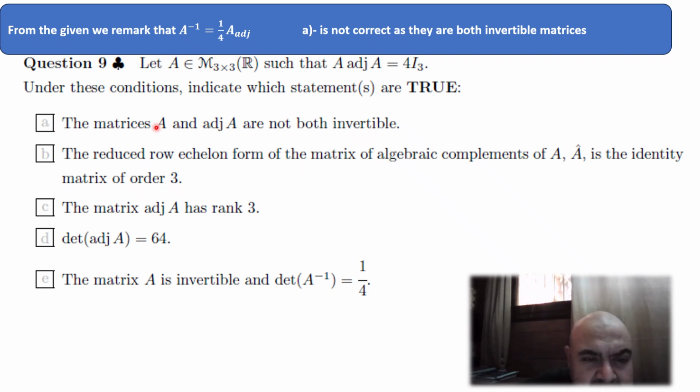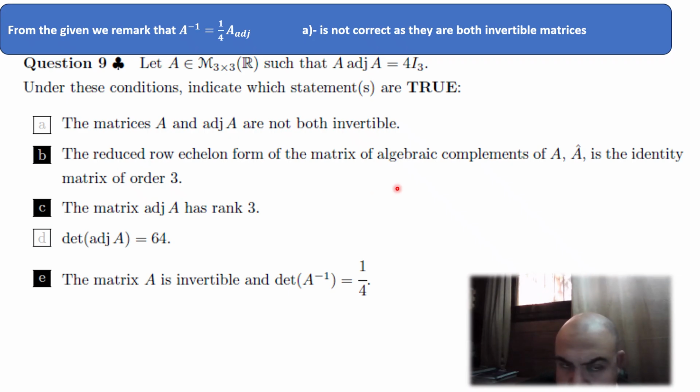So the matrix A and the adjoint are not both invertible. No, both of them are invertible, so it is not a correct answer. The reduced echelon form of the matrix of algebraic complements A' is the identity matrix of order 3. Yes, it's correct, because mainly their determinants are not going to equal 0, so you can get the reduced echelon form, which is a 3 by 3 matrix. The adjoint of A has rank 3. Yes, correct. And all of this from the beginning, because you have the value for the inverse, the existence of the inverse.